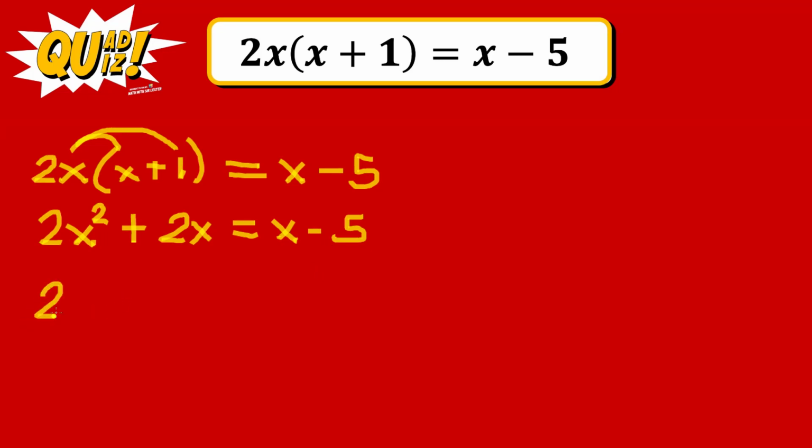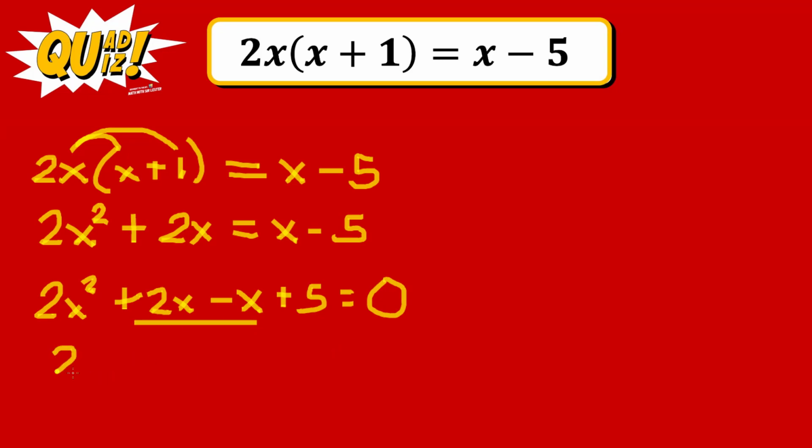Either way, you will have 2x squared plus 2x. When we subtract both sides by x, you will have x. Add both sides by 5, you will have plus 5 is equal to 0. Now, we can simplify this, and then we have 2x squared. 2x minus x is 1x, so you will have plus x, and you have your plus 5 equal to 0. This is again the standard form of the given equation because one side is already 0.